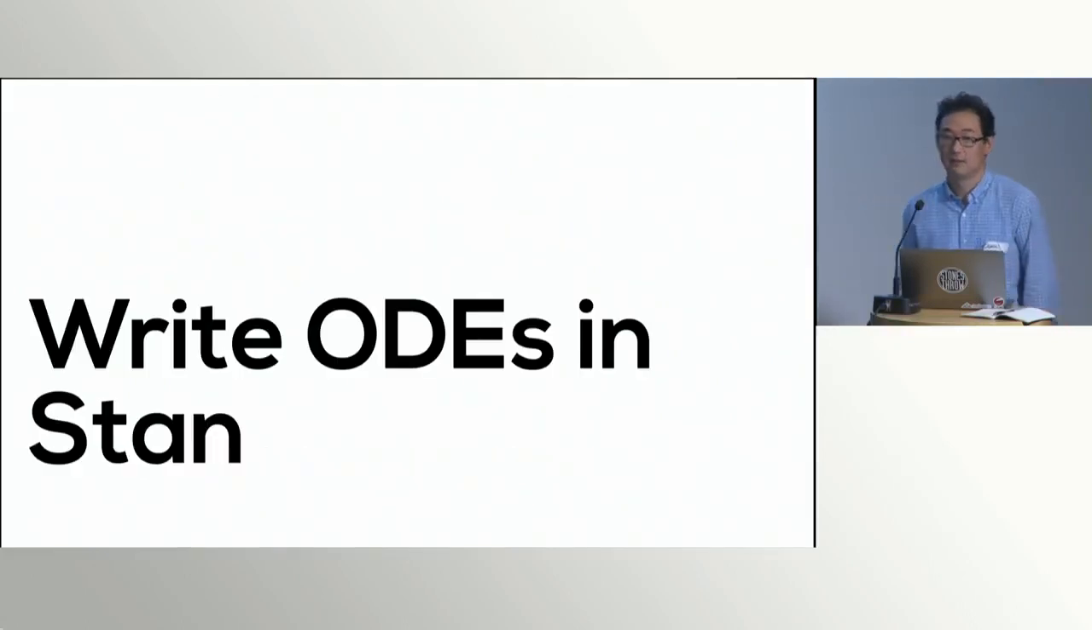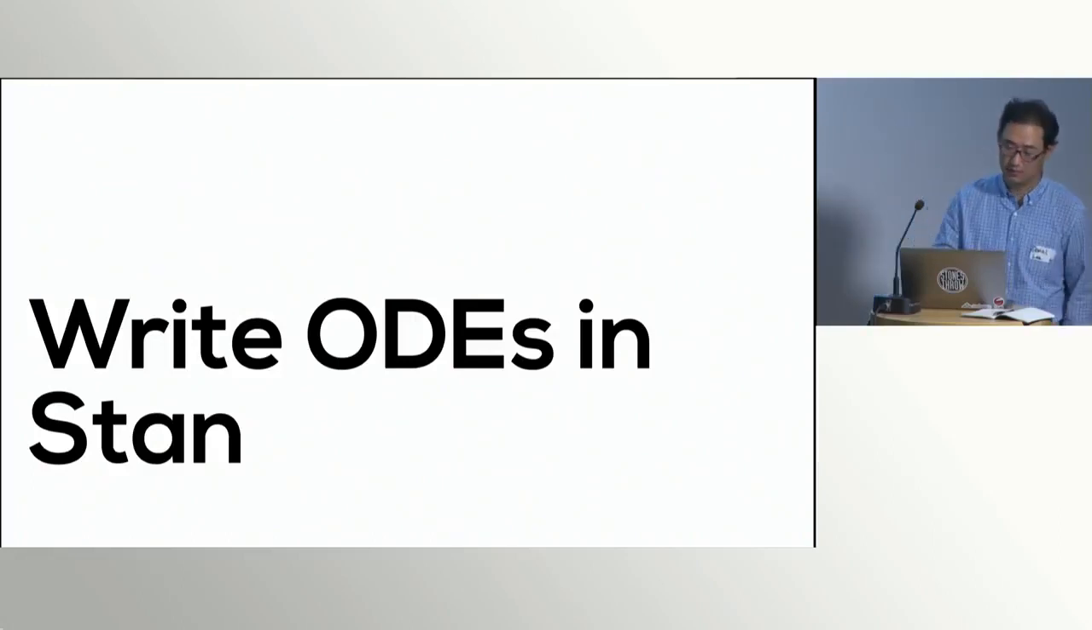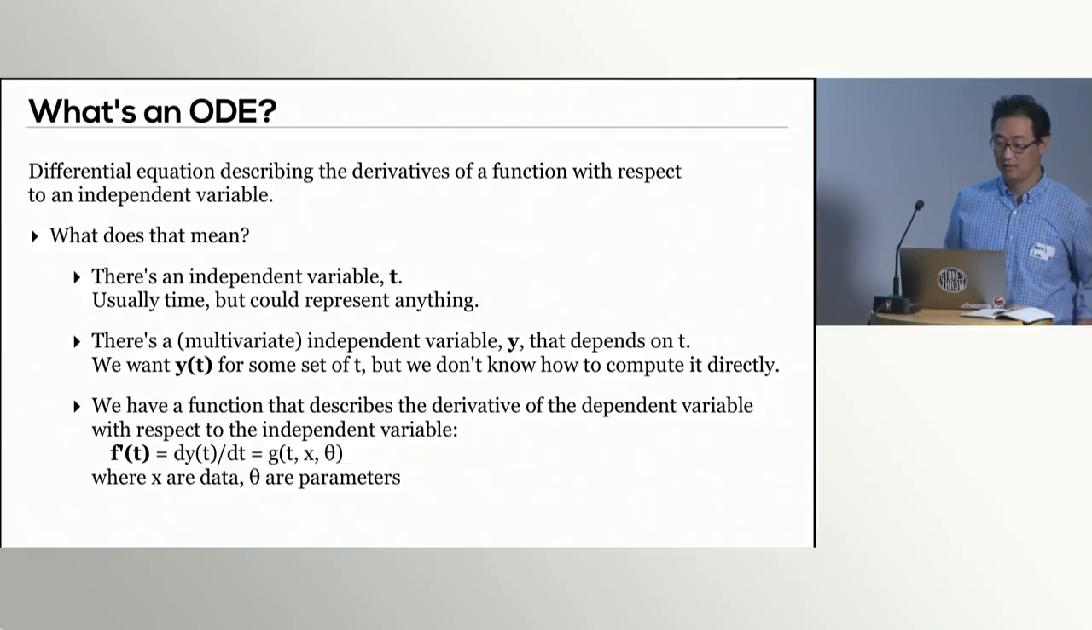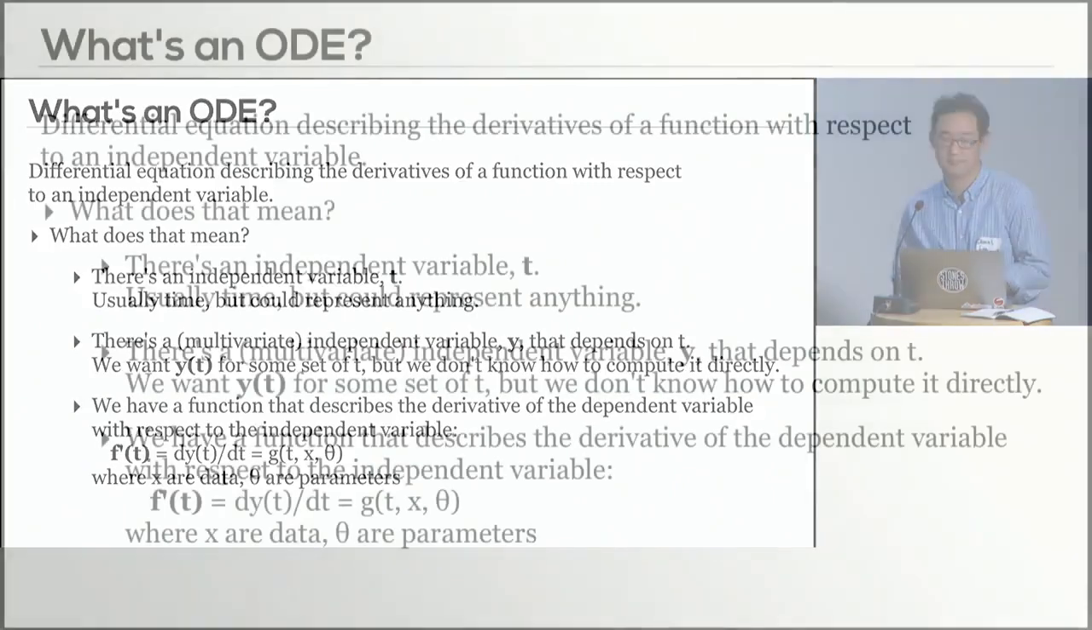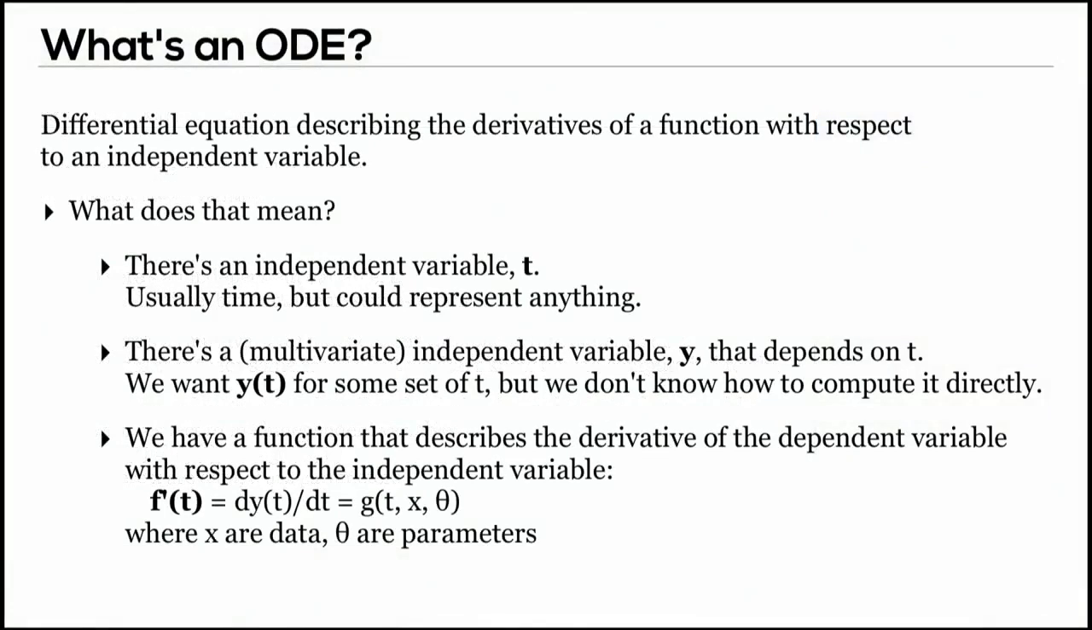All right, while everyone's doing that, we'll just get started. We'll start by writing ODEs in Stan. So what's an ODE? Just quickly, it's a differential equation describing the derivatives of a function with respect to an independent variable. So what does that mean for us? There's an independent variable t. It's usually time, but it can be anything else.